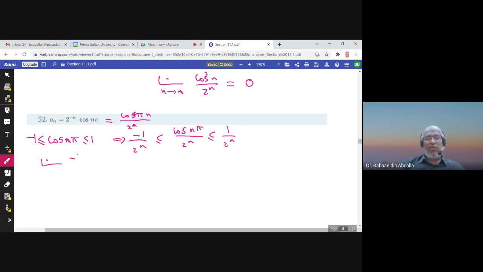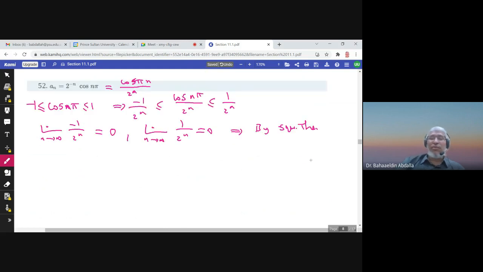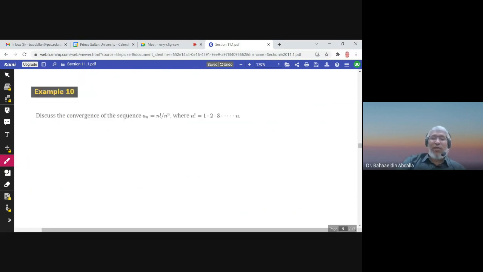Now, what is the limit of negative 1 over 2 to the power n when n approaches infinity? 2 to the power infinity is infinity, and negative 1 over infinity is 0. And also the limit of 1 over 2 to the power n when n approaches infinity is 0. So by the squeeze theorem, the limit of cosine n pi over 2 to the power n when n approaches infinity is also 0.